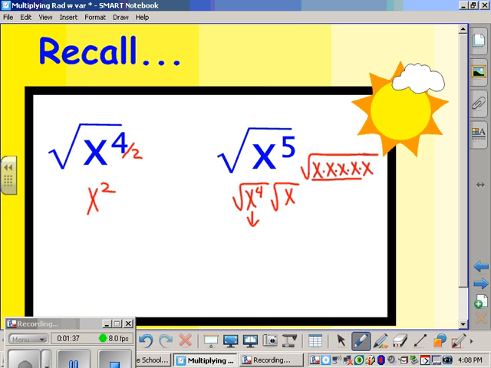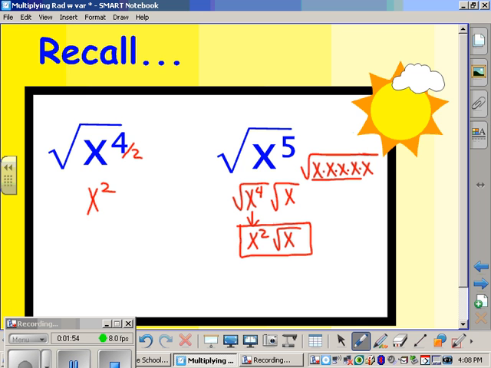So the square root of x to the fourth, if you just divide its exponent by 2, is x squared. The remaining radical x will simply drop down into the answer. So the final answer is x squared radical x.